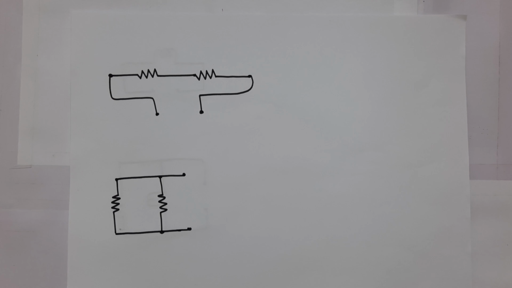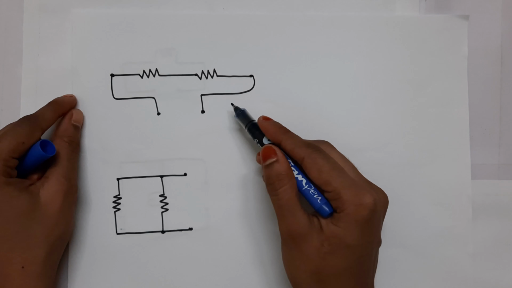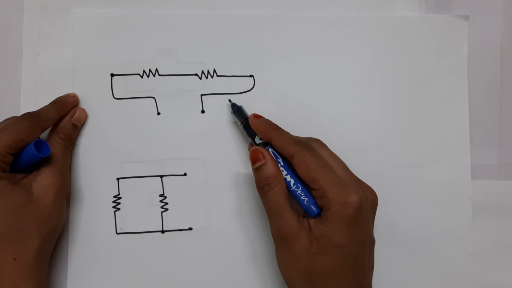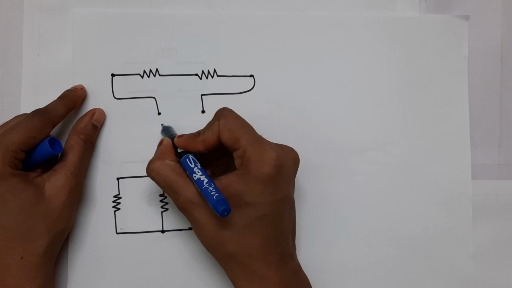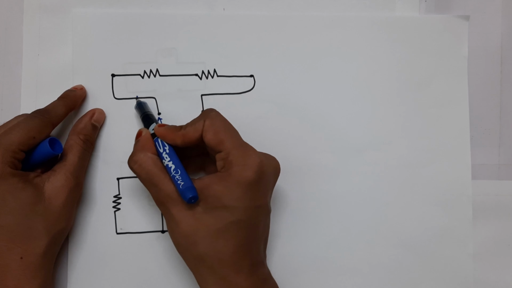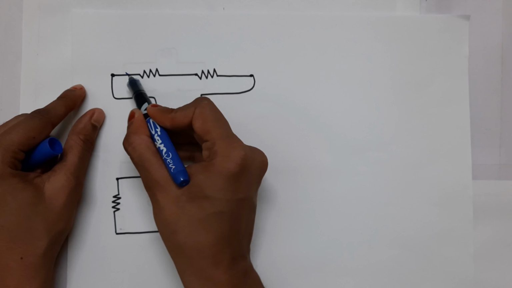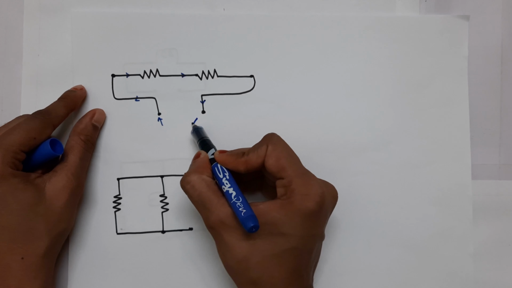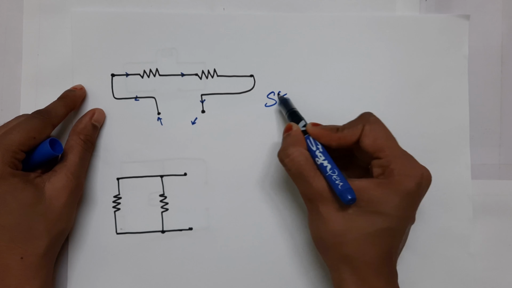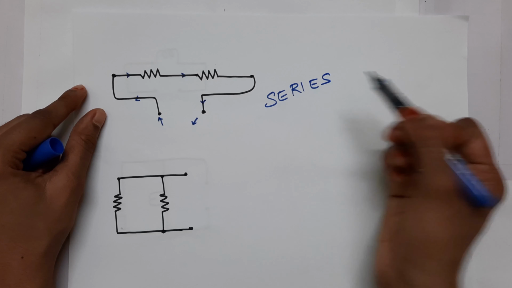You are seeing two circuits here. Most of you might have known this is a series circuit and this is a parallel circuit. In a series circuit, the current enters one of the terminals and passes through the resistors one behind the other. That is, once the current exits the first resistor, it enters the second resistor and then returns back to the source. This is a series network. Most of you might have known this.